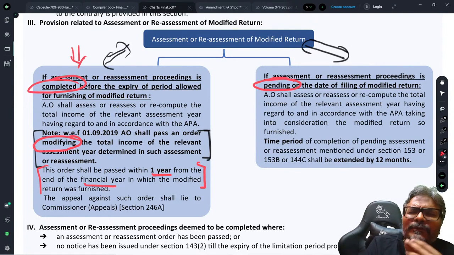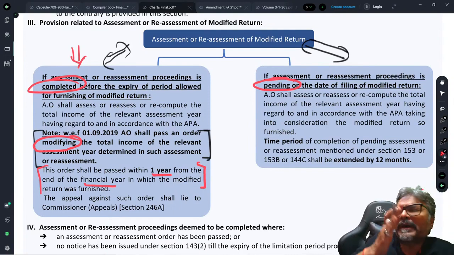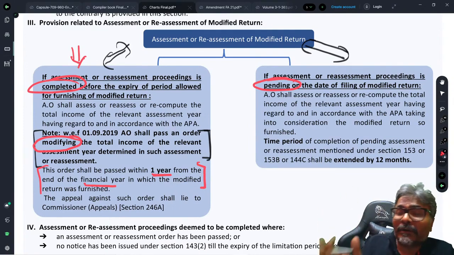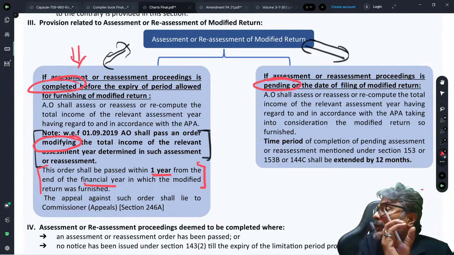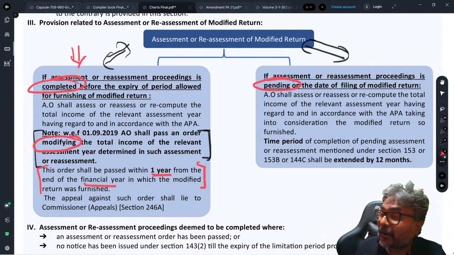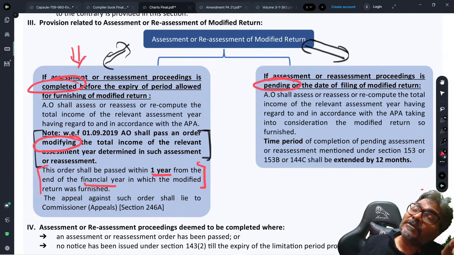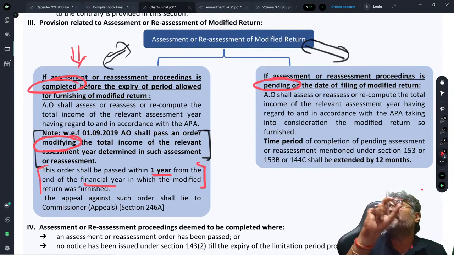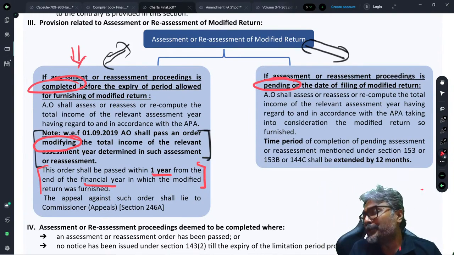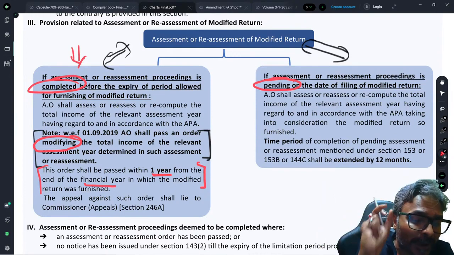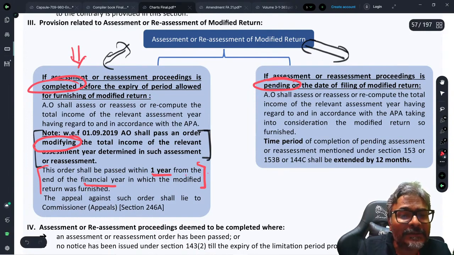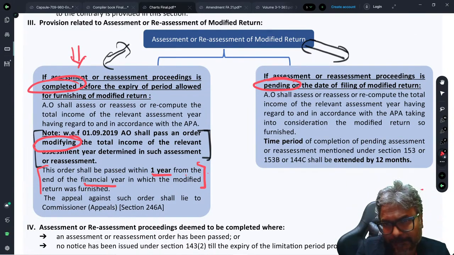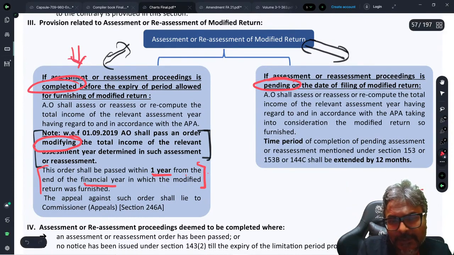So obviously, when you furnish the modified return, you will pass your order. Which order? The order for that rollback year for which assessment was already completed. So the order that you are going to pass will be only to modify the original order which the assessing officer has already passed. That modification that the AO will do has to be done within 1 year from the end of the financial year in which the modified return was furnished. This would be in the case of a completed assessment.